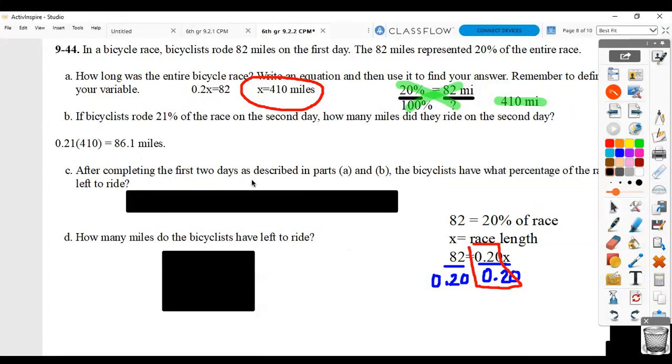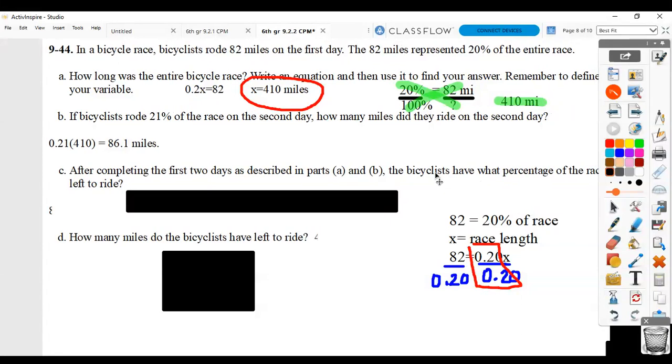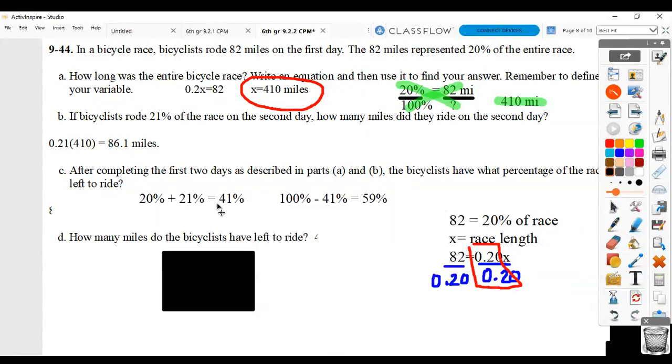And then after completing the first 2 days as described, the bicyclists have what percentage left to ride? All right, well, they did 20%, they said, on the first day. They did 21% on the second day. So that would be, of course, a total of 41% that they've done. If you take the 100% of the race minus the 41% they've completed, there's 59% of the race left.